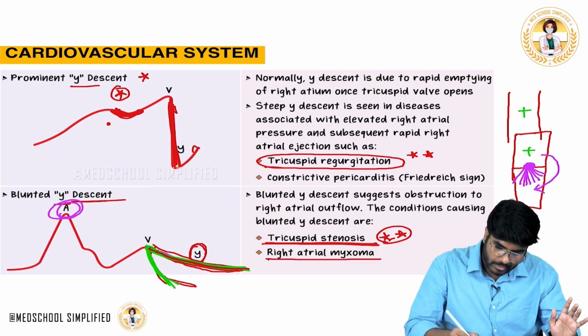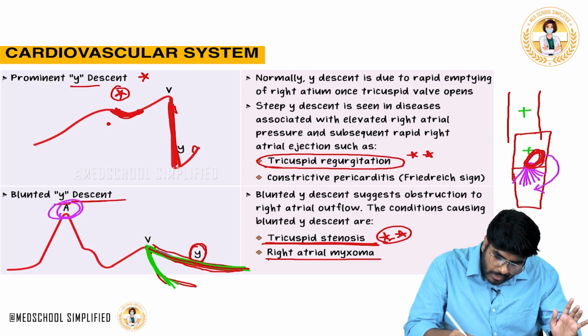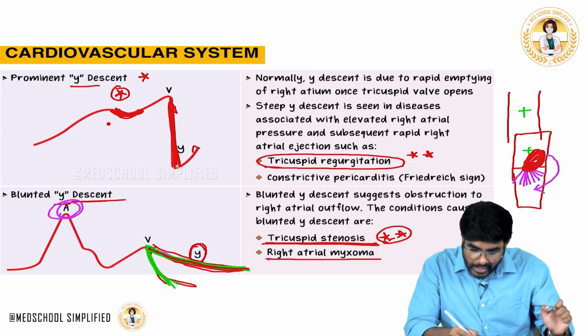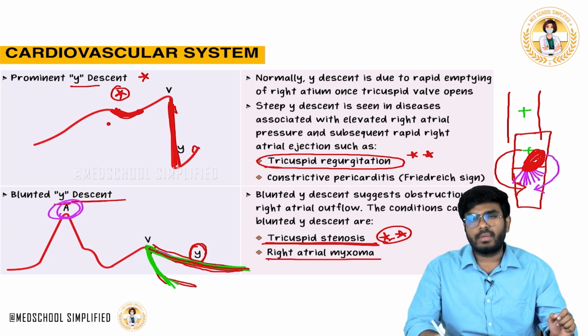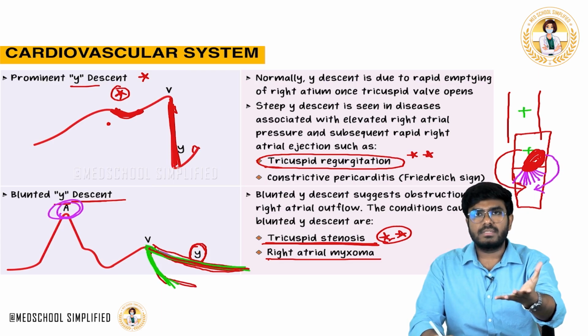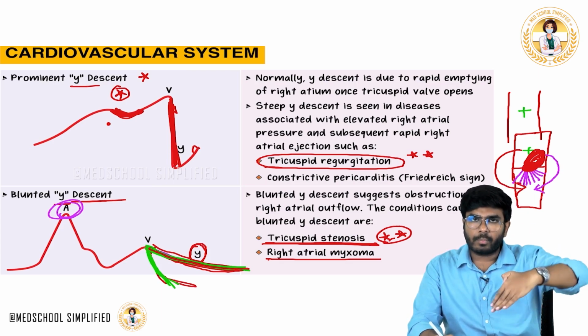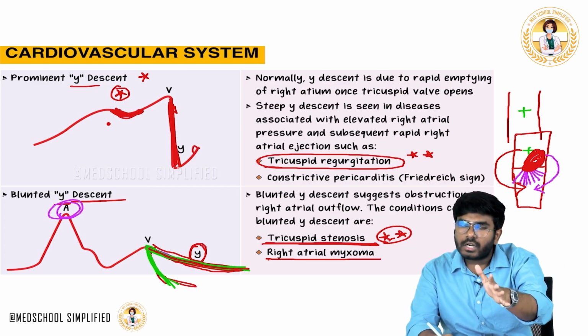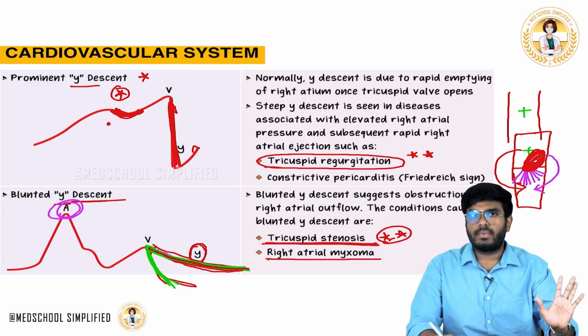Whenever there is a right atrial myxoma, a tumor over here, what will it do? The tumor is going to come and close the tricuspid valve. So atrial emptying into the ventricles does not happen. When atrial emptying into the ventricle is not happening, is there a normal Y wave? No, blunted Y wave. Atrial emptying is not good, so the Y wave is blunted down.